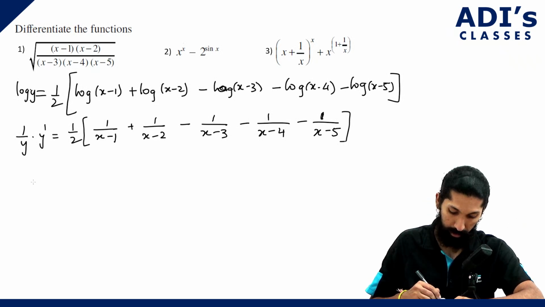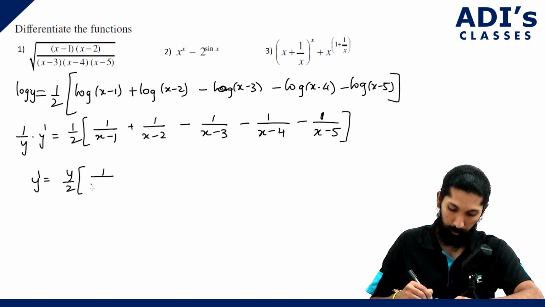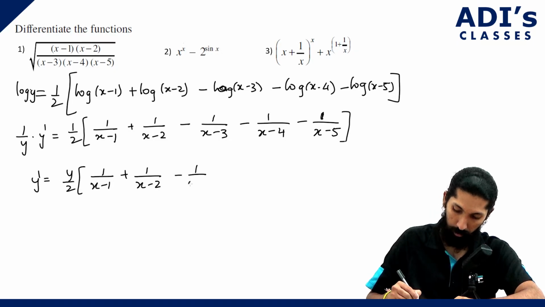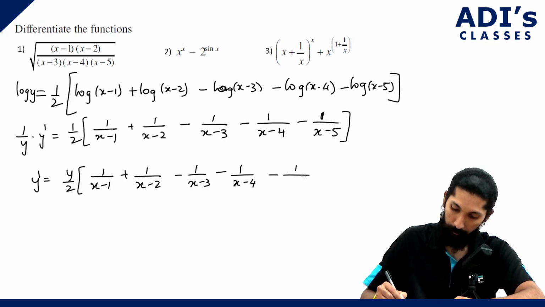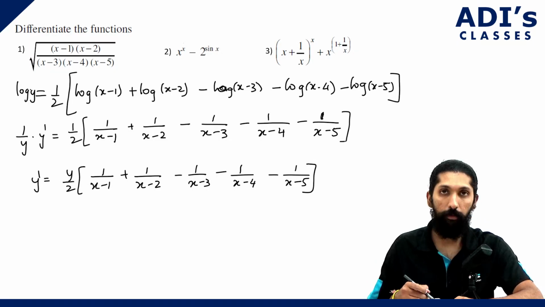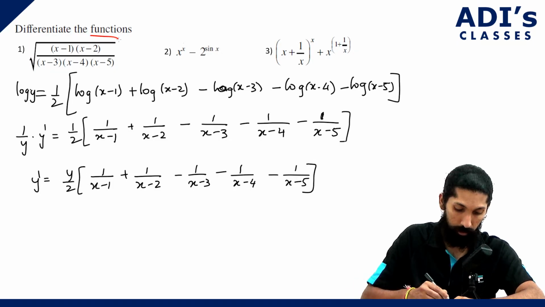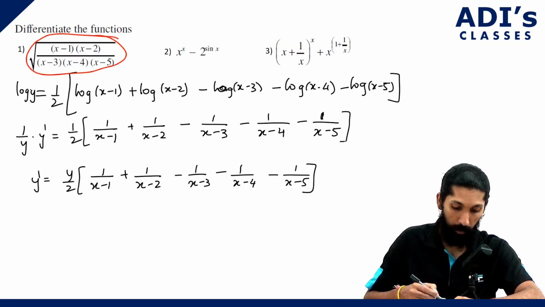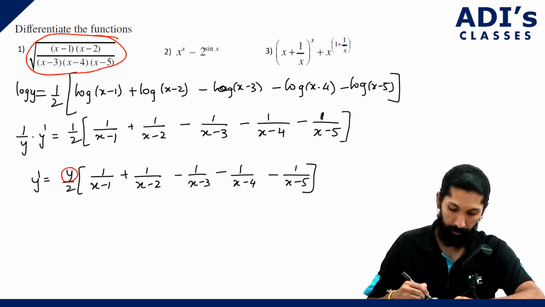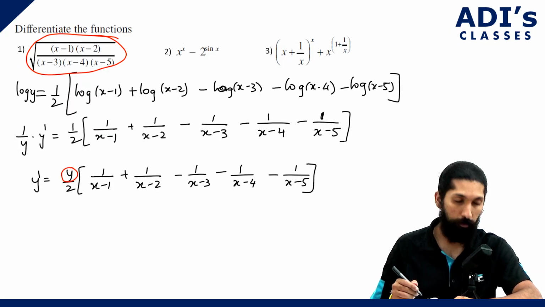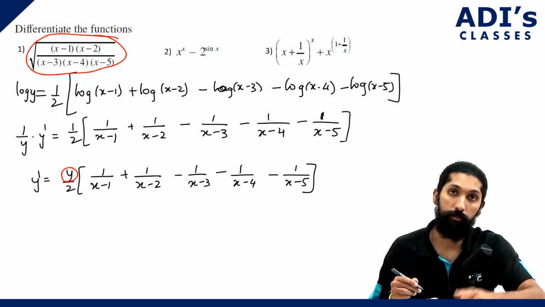So y dash becomes y by 2 into this, 1 by (x minus 2), 1 by (x minus 3) minus 1 by (x minus 4), (x minus 5), right? What did we take the y value as? Y value is what you have in the question. So this value you substitute here. Of course, the answer is going to be a huge one, isn't it?